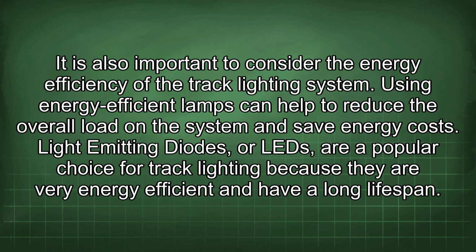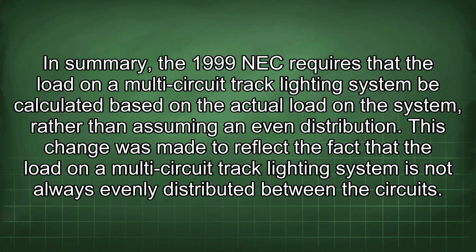It is also important to consider the energy efficiency of the track lighting system. Using energy-efficient lamps can help to reduce the overall load on the system and save energy costs. Light-emitting diodes, or LEDs, are a popular choice for track lighting because they are very energy efficient and have a long lifespan. In summary, the 1999 NEC requires that the load on a multi-circuit track lighting system be calculated based on the actual load on the system, rather than assuming an even distribution.